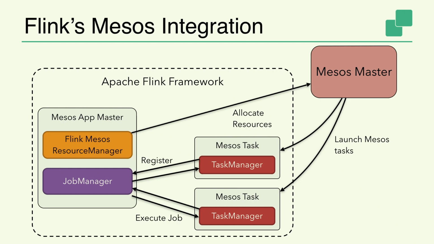And upon initialization, these task managers will register at the job manager, which runs in the Mesos app master. And once the job manager receives these registrations, it knows it can start executing the job by deploying tasks to these task managers. And that way, it executes the Flink job. That's the rough overview of how the different components interact in the current integration with Mesos.